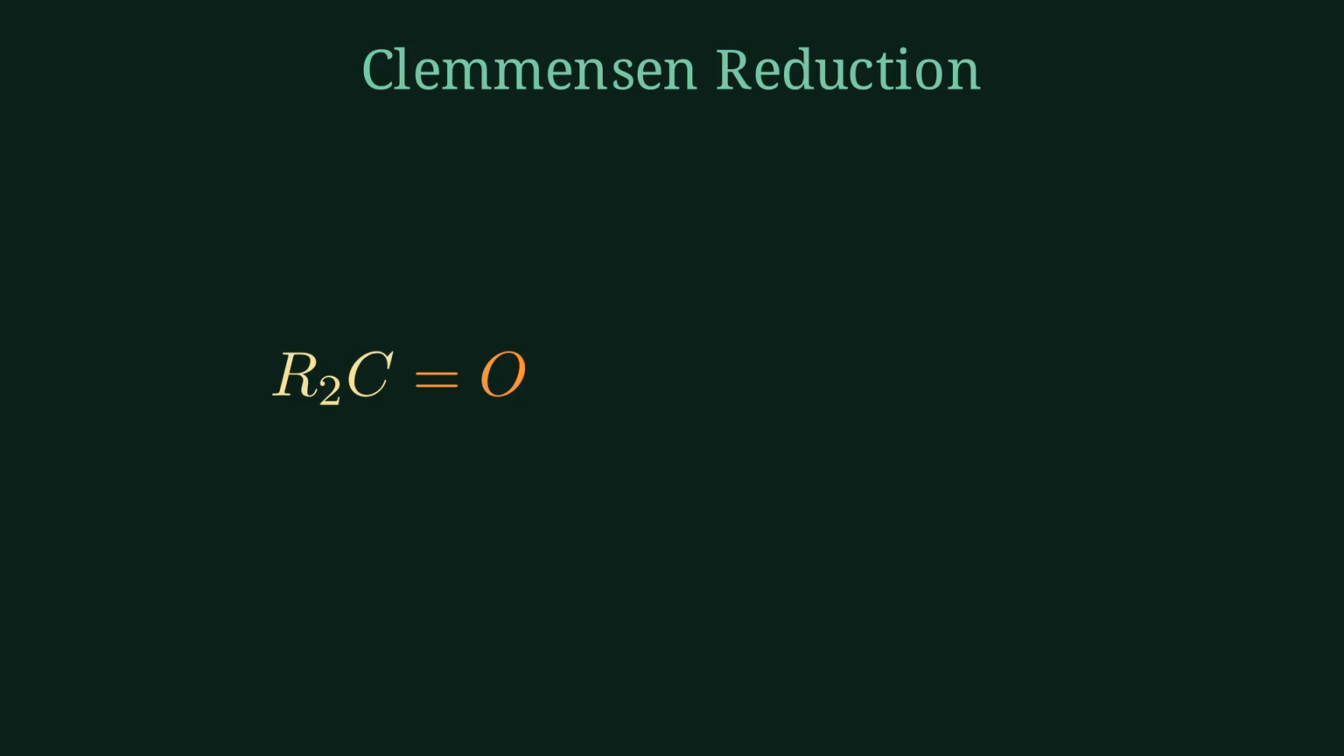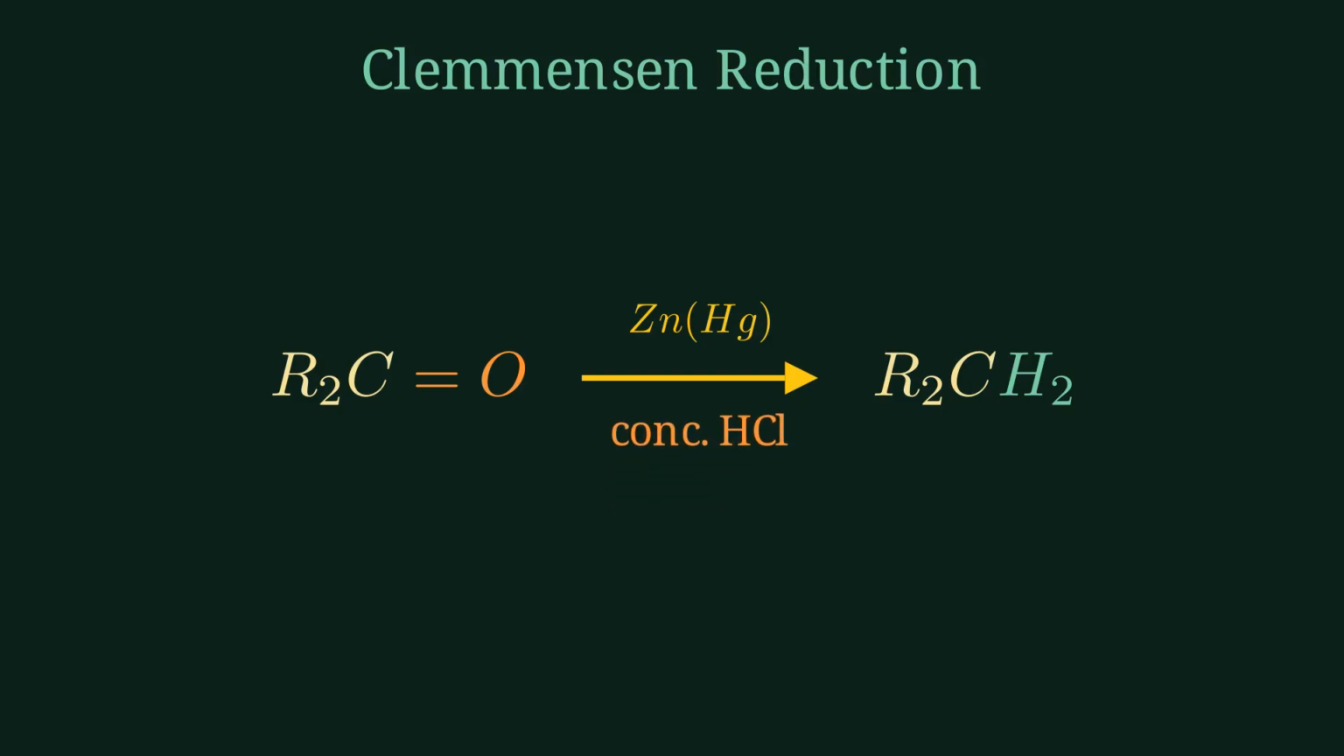Let's look at the transformation. On the left, we have a ketone. On the right, the resulting alkane. Notice how that double-bonded oxygen has been completely swapped out for two hydrogen atoms. To make this happen, we need a specific, somewhat aggressive set of tools. A mixture of zinc and mercury, known as an amalgam, submerged in a bath of concentrated hydrochloric acid.